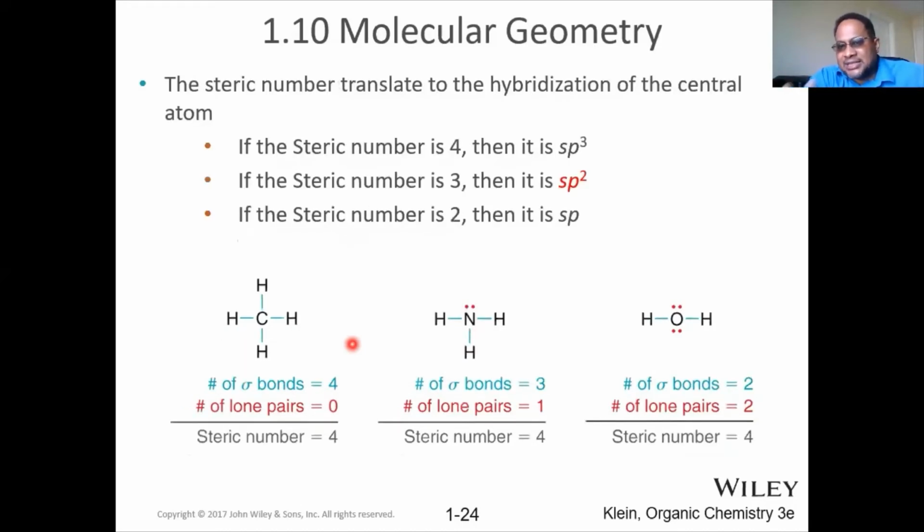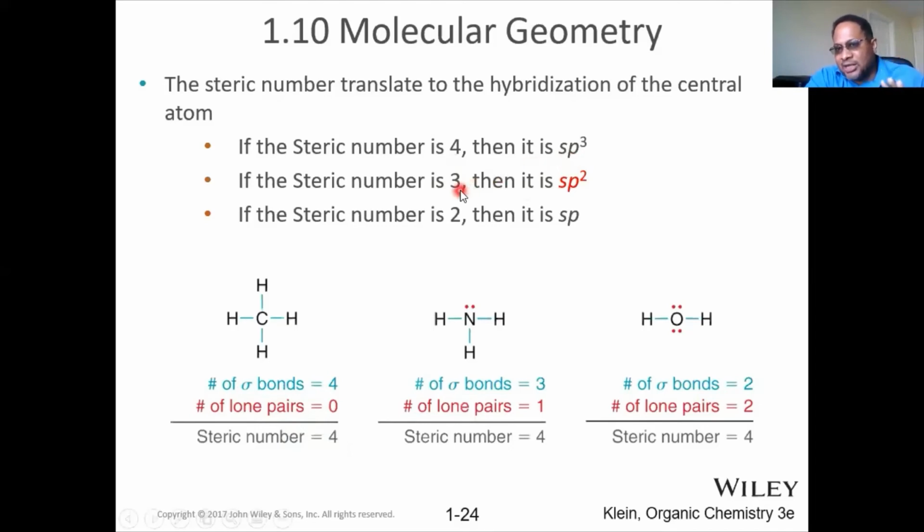So based on the steric number, like when you do the addition, like how many sigma bonds are present, how many lone pairs are present, if the number is 4, it just means that the shape of that atom will occupy a tetrahedral type geometry.